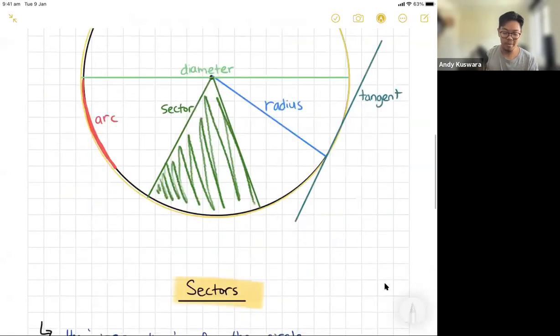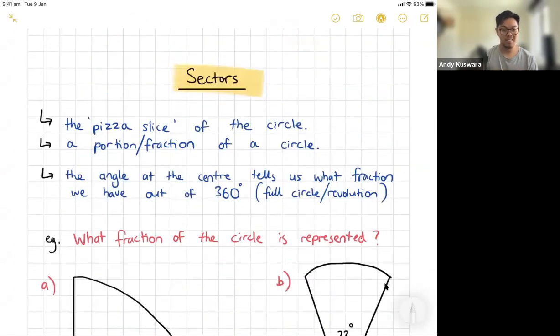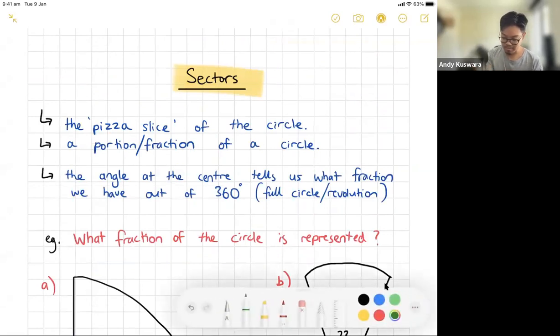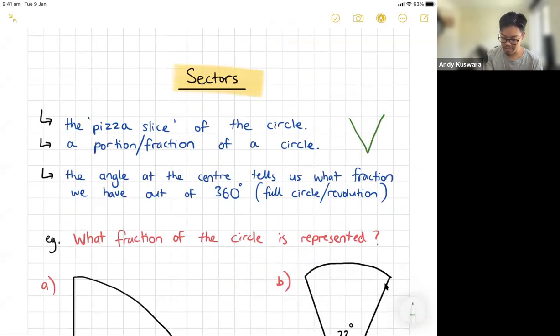Now, the part that we care most about is the sector. And as I said, it's kind of like the pizza slice of the circle. It kind of looks like that. It could look like an ice cream, or sometimes it could be just a larger portion. But it's a portion or a fraction of the whole circle. And now the angle at the center, so that means the angle in the middle here, it tells us what fraction we have out of 360.